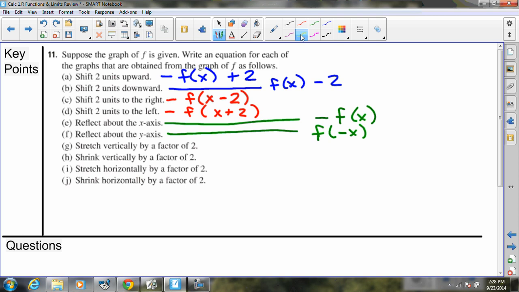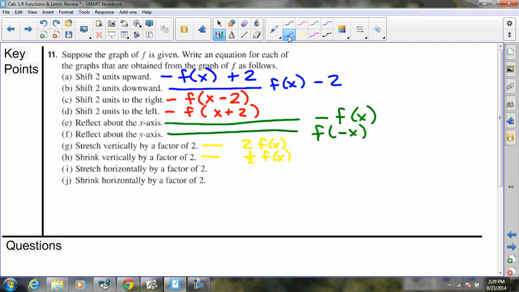G, stretching vertically. Vertical is y, so stretching means we will have to multiply on the outside. Shrinking vertically tells us it's got to get smaller, so that would be 1/2 f of x for our factor of 2.